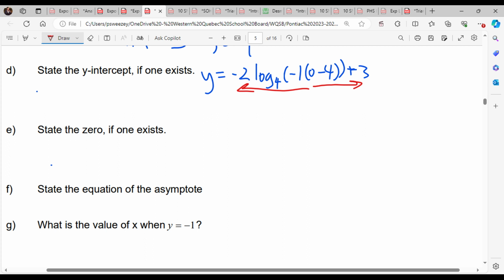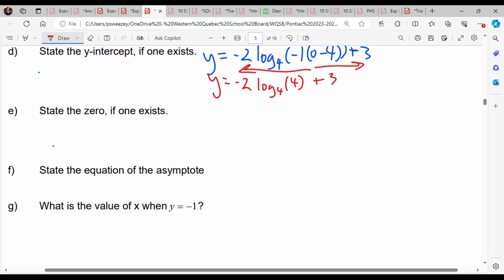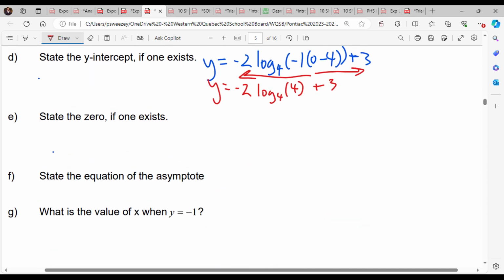So what do I mean by that? y is going to be equal to -2, leave that alone, log 4. Internally here, 0 minus 4, just going to be minus 4. -1 times -4 is going to give me positive 4, which is good because now I know that definitely one exists. Not only because the math tells me right here, but so did my diagram. So I validated it now, my knowledge of that.